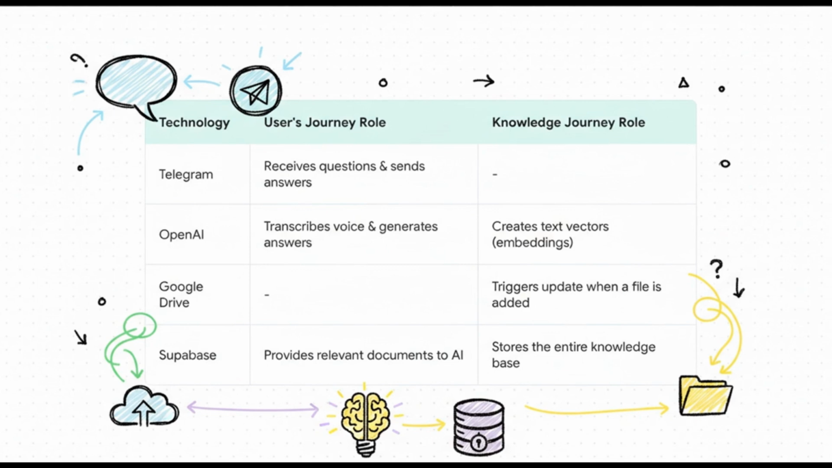And this is where it all clicks into place. You can see how each piece of technology has its role to play. Telegram is the front door for users, right? But Google Drive is the front door for new knowledge. And in the middle, you've got the powerhouses. OpenAI, which is smart enough to both understand user questions and create those knowledge fingerprints, and then a database like Supabase, which acts like the AI's library, storing everything and then finding the right book on demand.